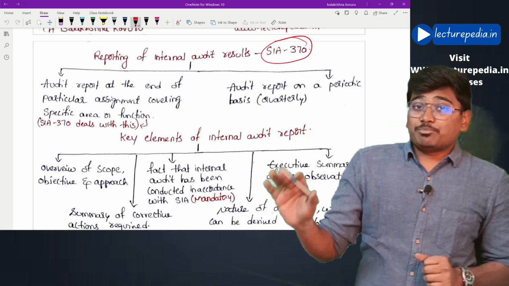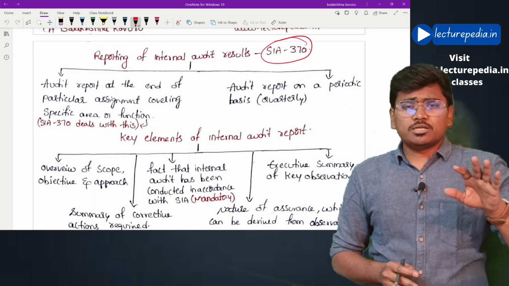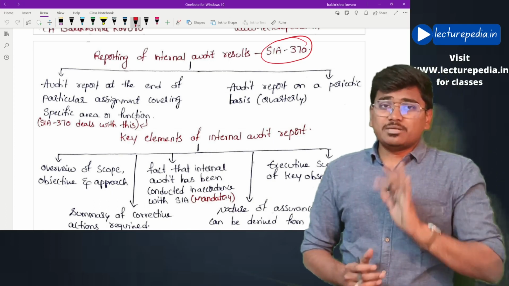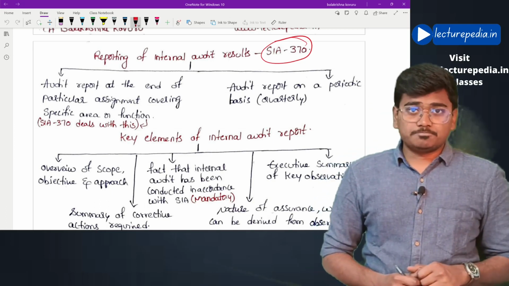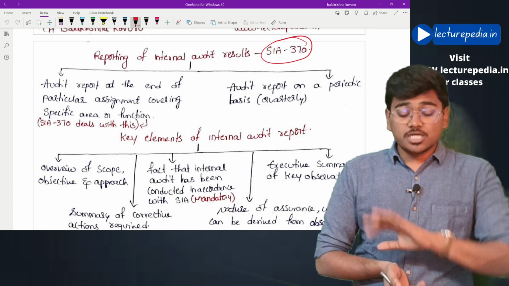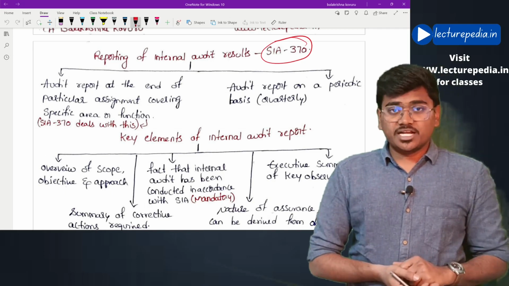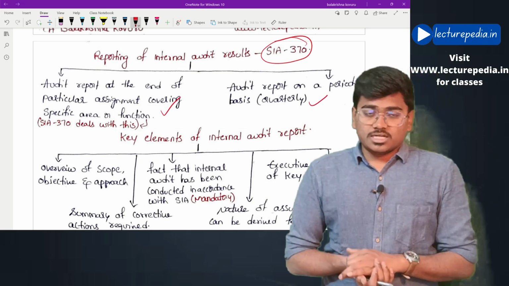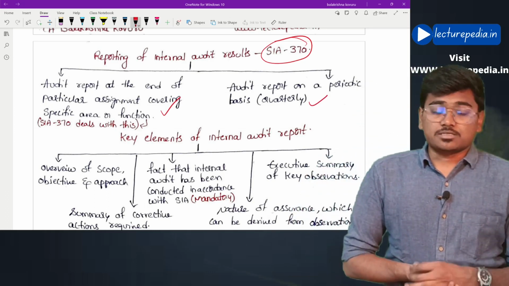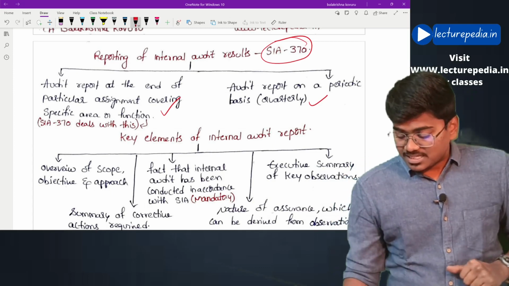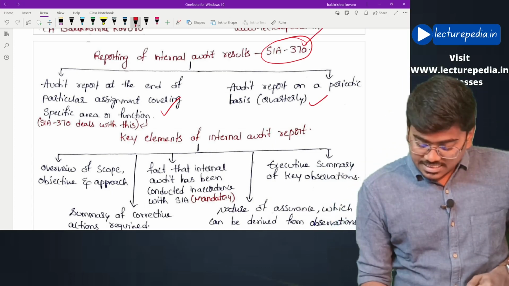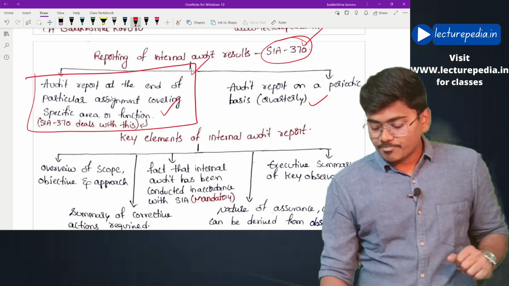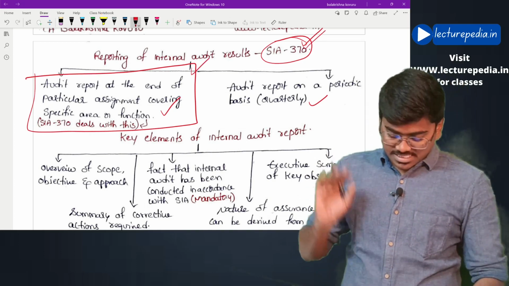Next, he can report on a periodic basis. In most of the organizations, the internal audit report will be given on a quarterly basis. This is the second type of reporting. Here, on a quarterly basis, all the aspects will be considered in the internal audit report. So these two are the types of internal audit reporting that can take place. Of these two, SIA 370 deals with the first category, that is, assignment-wise reporting. Hope this is clear.